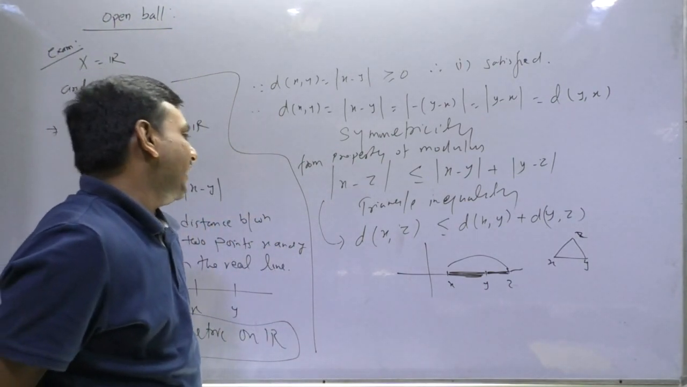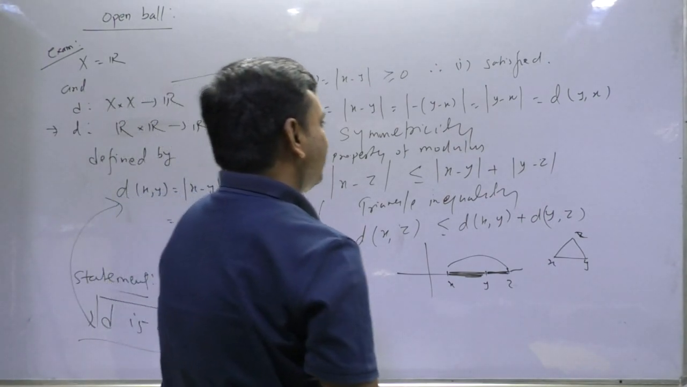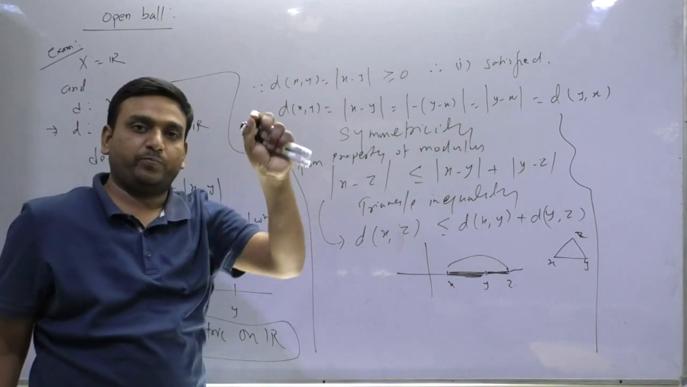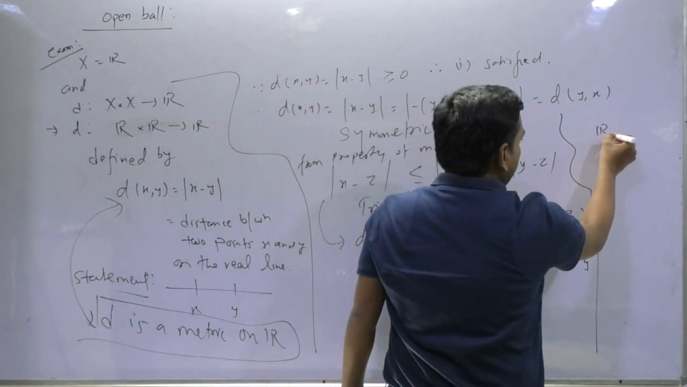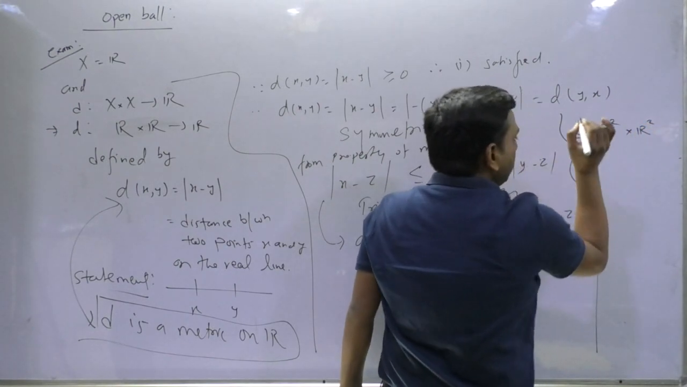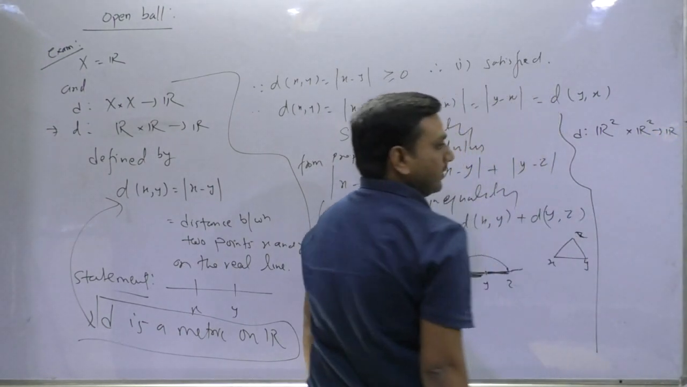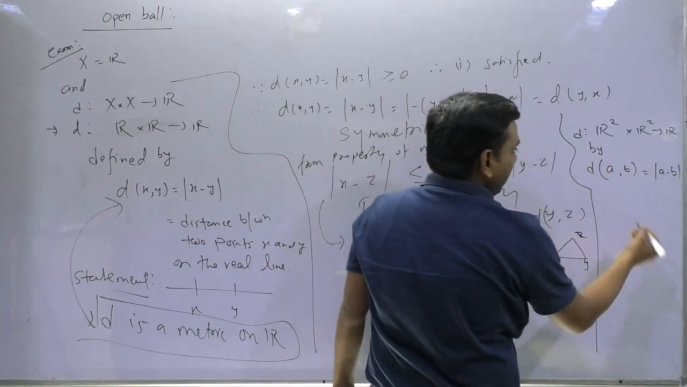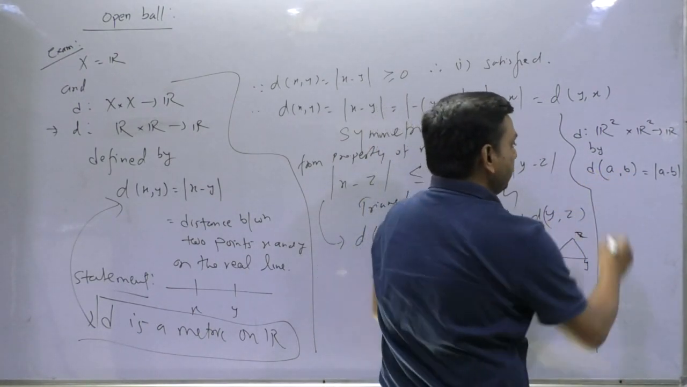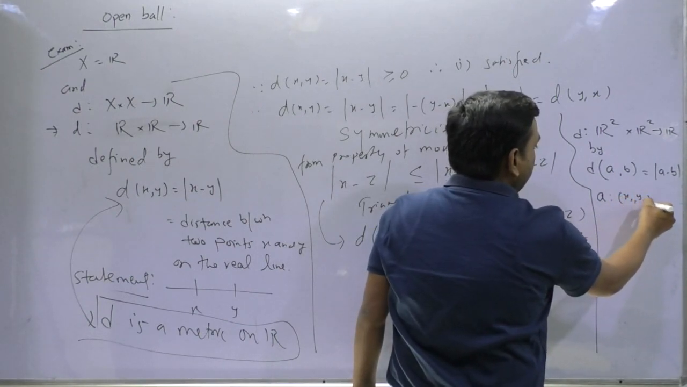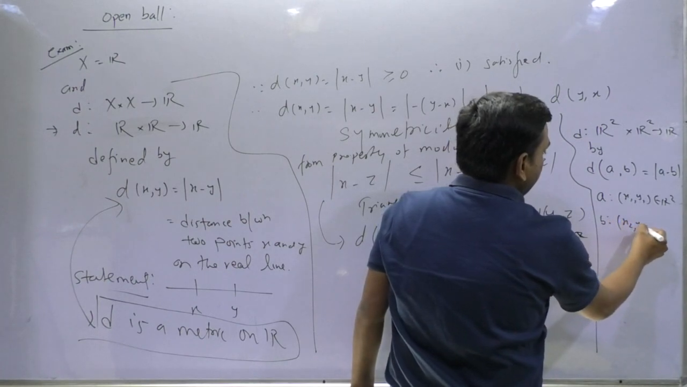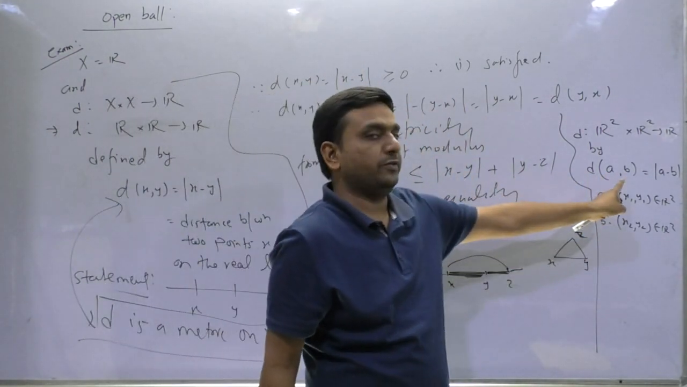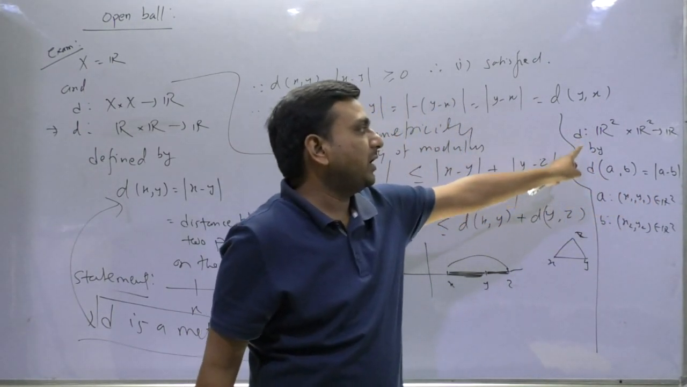Why am I focusing on metric? Now please try to understand, if I say that I am working over the R2 plane, it is important to understand. If you work over R2, let's define some mapping d from R2 cross R2 to R by d of A comma B is modulus of A minus B, the simple distance between A and B, where A is some point x1 comma y1 in R2, and B is some point x2 comma y2 in R2. So the same procedure you can follow here also, meaning this d defined by this formula is a metric on R2.